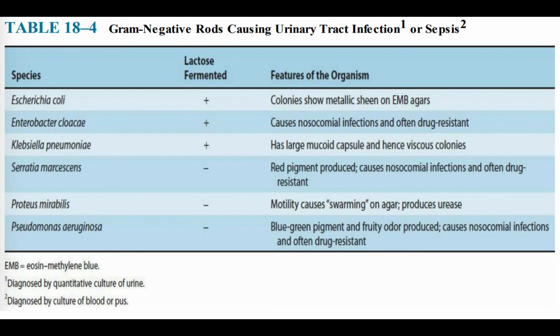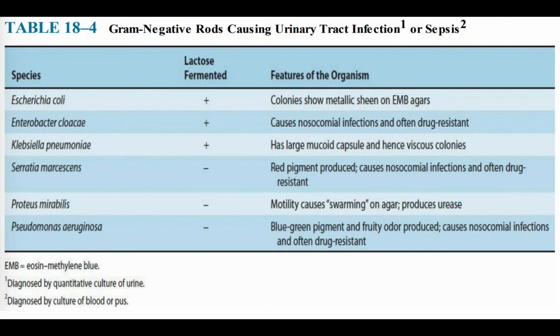So gram negative rods causing UTI or sepsis. Now we are talking about outside the enteric tract. E. coli is our main one, especially in the urinary tract. So obviously this is a lactose fermenter. As we mentioned, we see more lactose fermenters in this area. Enterobacter causes nosocomial infections. E. coli colonies show a sheen on EMB agar. Klebsiella pneumoniae has a large mucoid capsule, can cause viscous colonies, and can cause pneumonia.